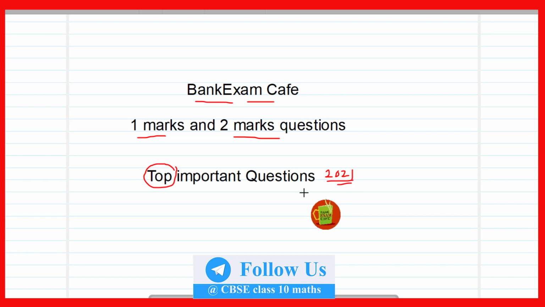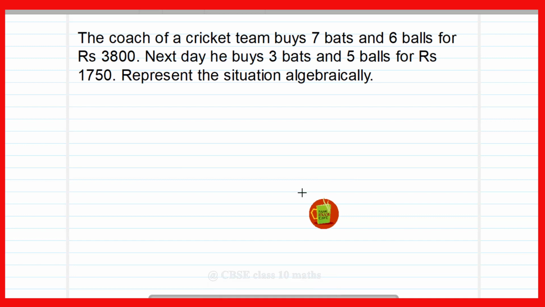Friends, here we will see today's first question. The coach of a cricket team buys 7 bats and 6 balls for rupees 3,800. The next day he buys 3 bats and 5 balls for rupees 1,750, and we have to represent this situation algebraically.